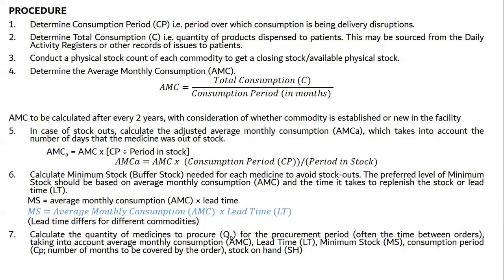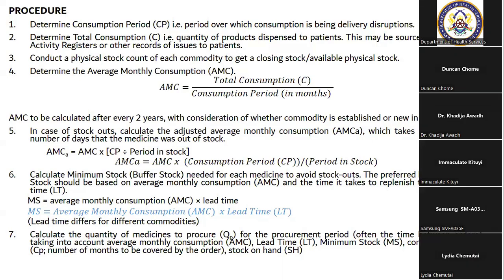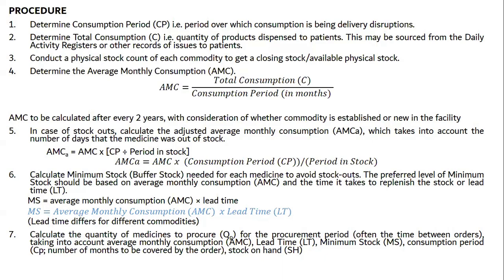what is the average monthly consumption. This you do by taking your total consumption divided by the consumption period. So if you've used 20 packs or 30 packs in 6 months, it's safer to use 6 or 12 months. The longer the period you use, the safer, the more accurate the amount, that's the right term. So total consumption against total consumption period. That will give you the average monthly consumption.